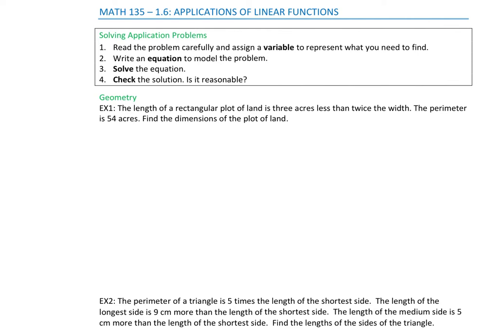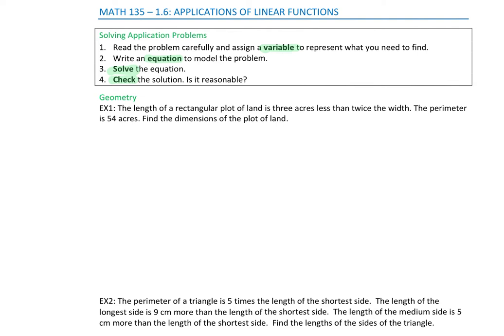The first thing you want to do is read your problem carefully and assign a variable to quantities that you need to find. And then with the variable or variables, you're going to write an equation that's going to model your problem. Once you have your equation, you're going to solve. And then once you have your solution, you want to check to see if that solution is a reasonable solution. So this section has a whole variety of application problems, but I'm just going to focus on some of the main types of application problems.